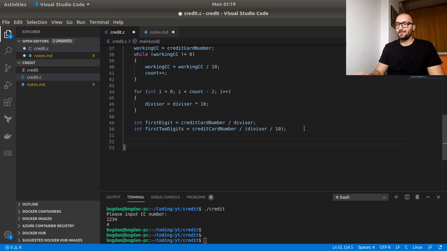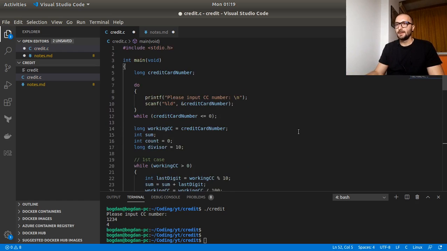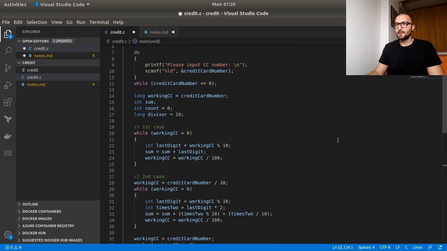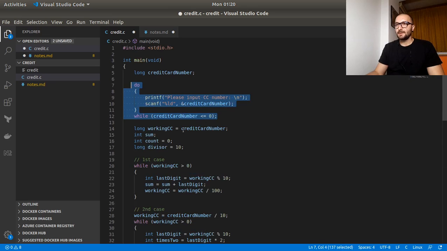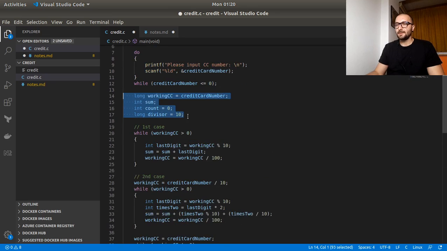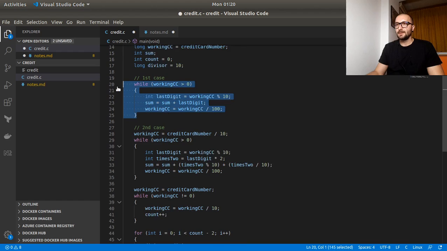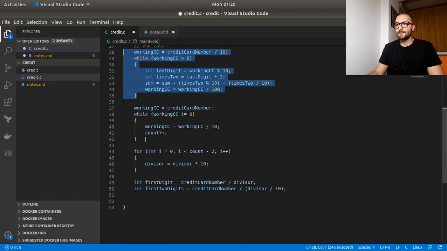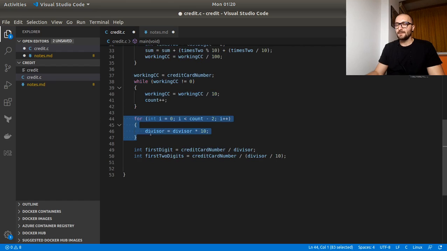Okay, so what we need to do now is basically conduct the final checks. I'm gonna close this up. So here we get our number. Here we create some of the variables that we need. This is the iteration for the first case. This is the iteration for the second case. This is the count, the length of the number. Here we get the divisor that we will use, so we can get the first digit and the first two digits. And here we can start on our final checks.